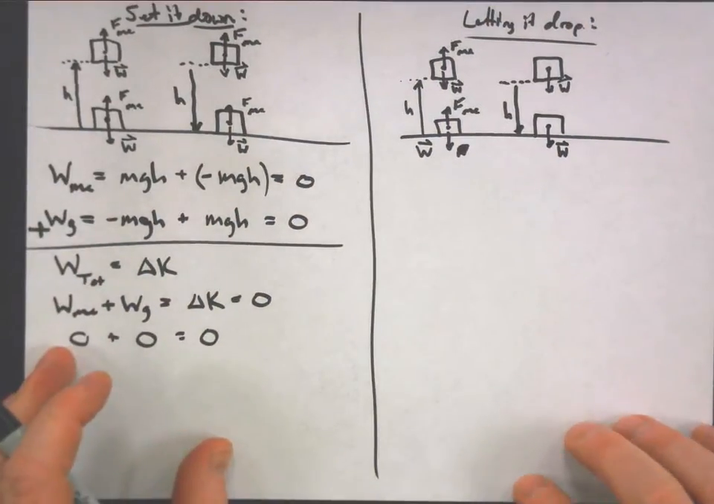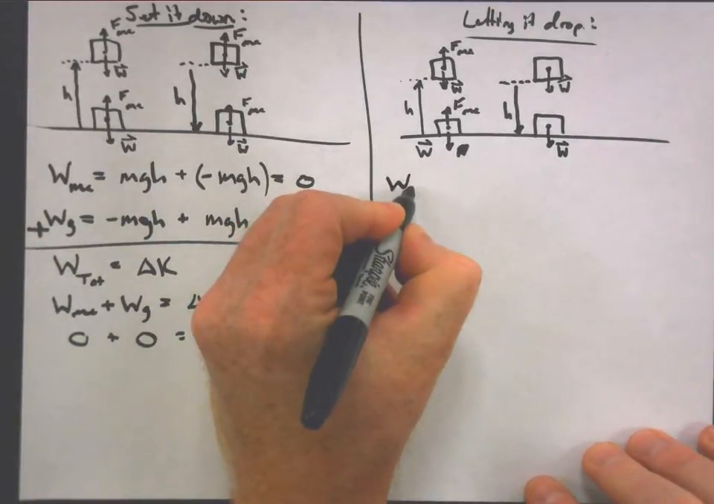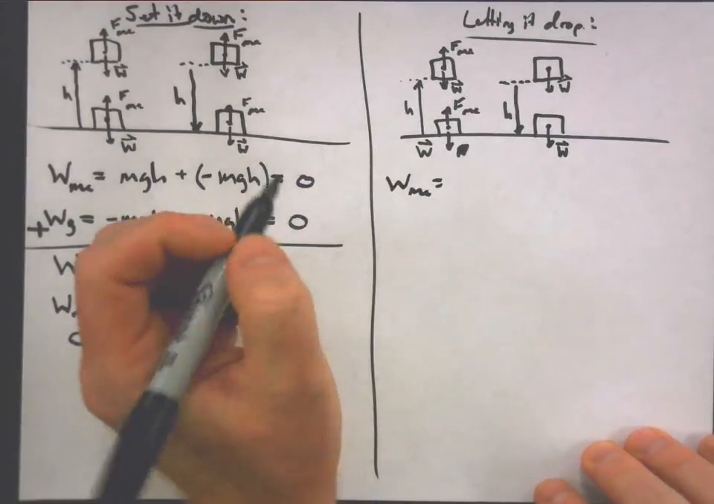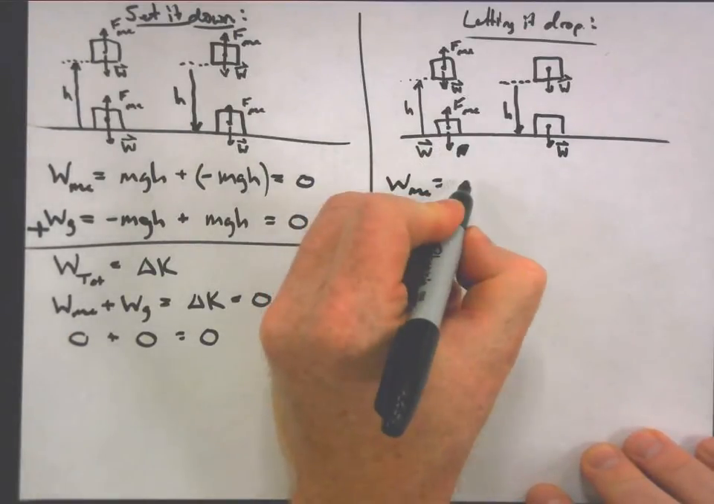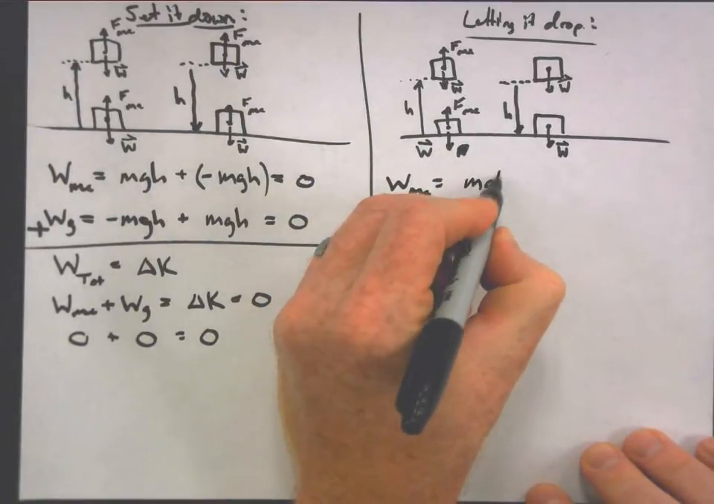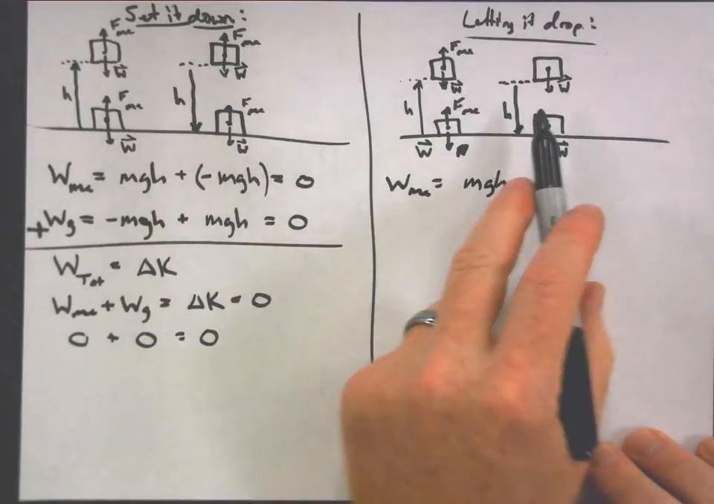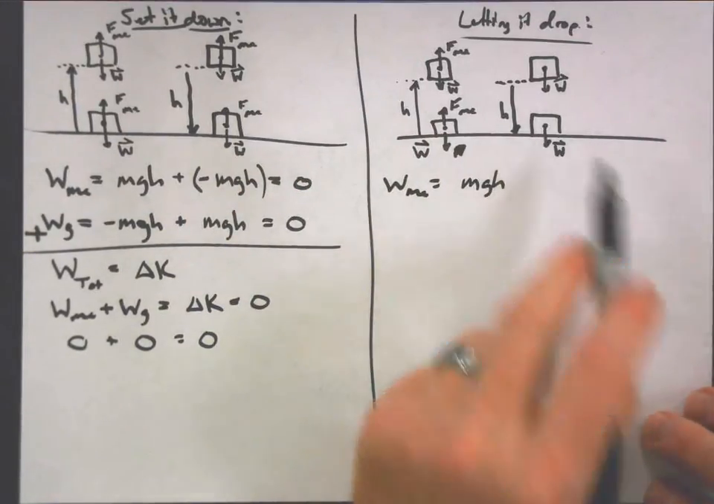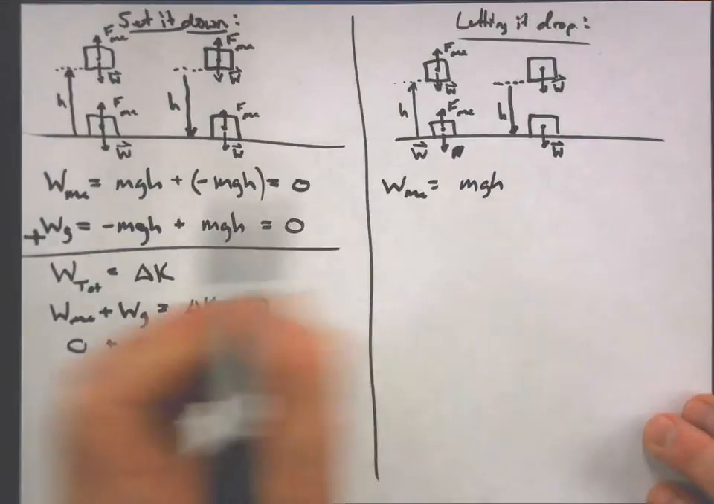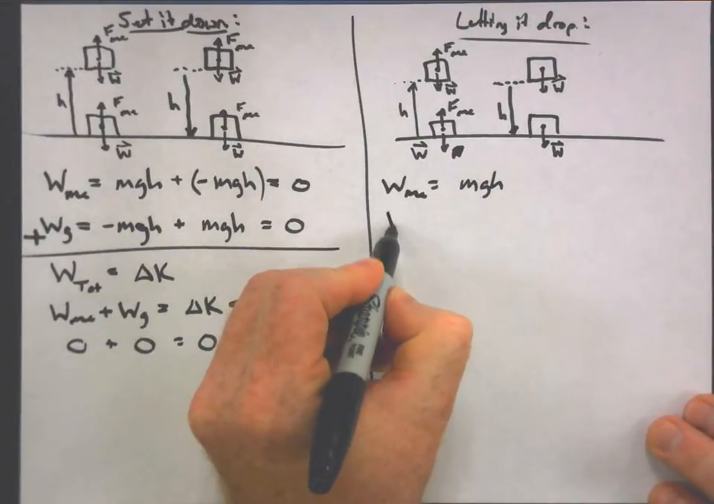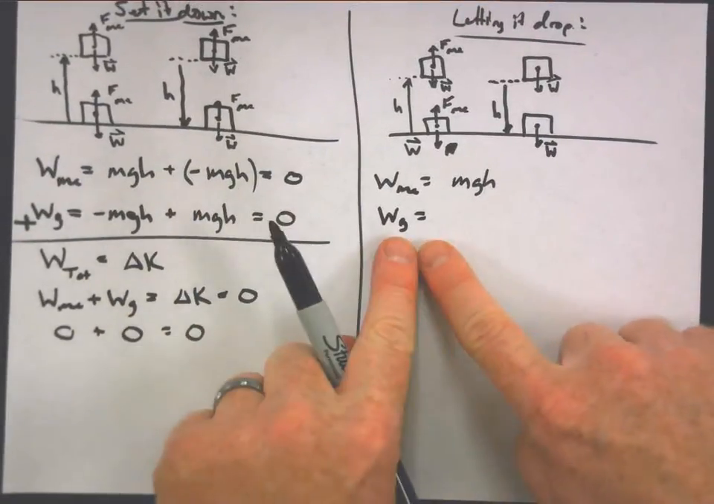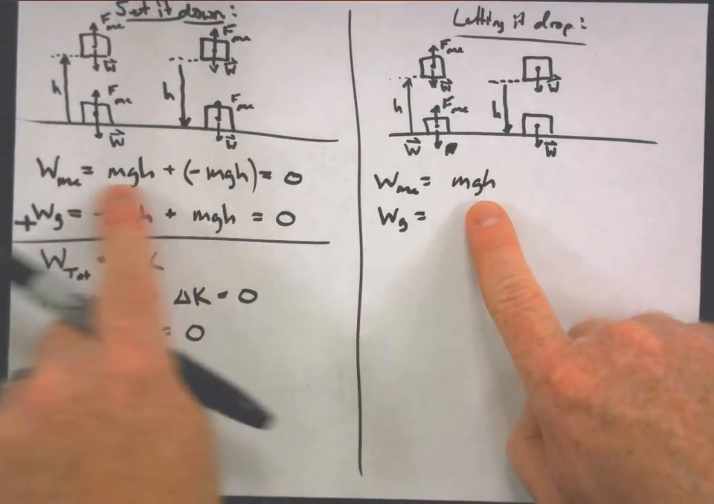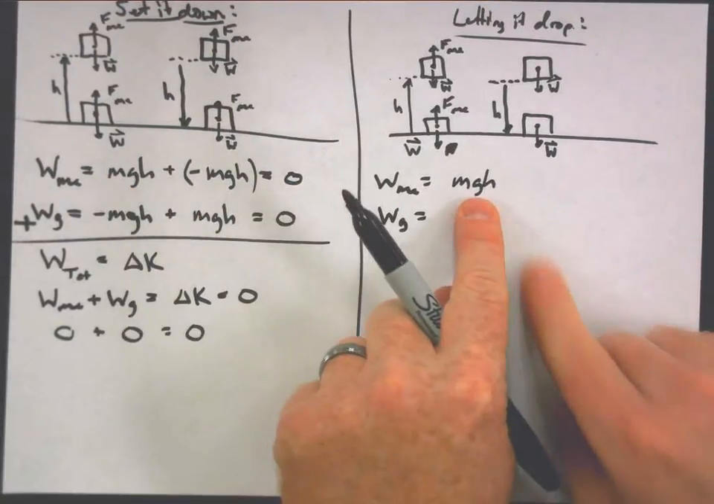Same kind of analysis, work done by me. On the trip up it is going to be mgh, and that's positive. But I do no work when the block comes back down. So this is it. That's my work done. How about the work done by gravity? Before we get to the gravity work, you notice right away there's a difference. I don't do zero work. I've done some work on it.